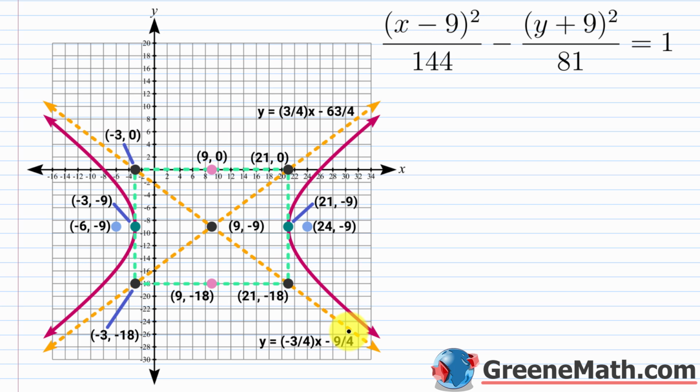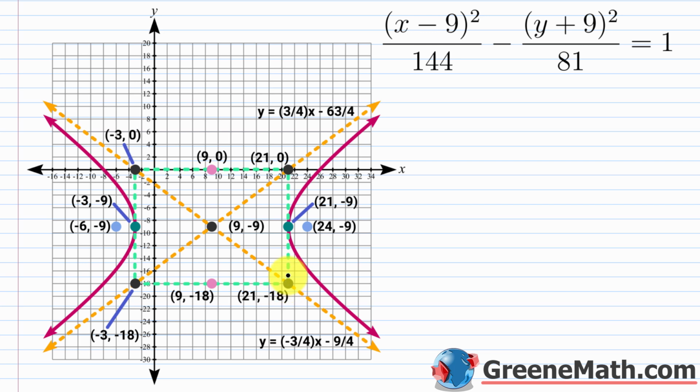The endpoints for the fundamental rectangle, you're going to start at the center and go to the right by 12 units, and then go up by 9 units, so that's 21 comma 0. Starting at the center, you're going to go to the left by 12 units and then up by 9 units, so that's -3 comma 0. From the center, you're going to go to the left by 12 units and then down by 9 units, so -3 comma -18. And then from the center, you're going to go to the right by 12 units and then down by 9 units, so 21 comma -18.